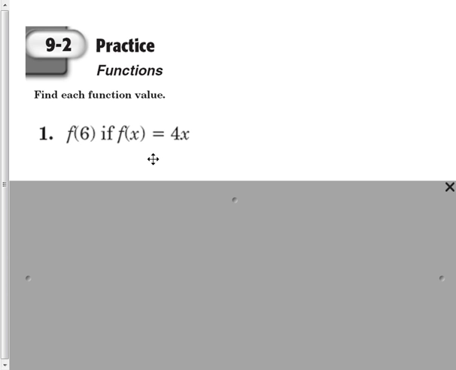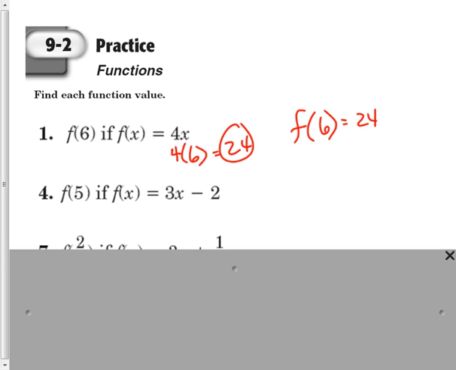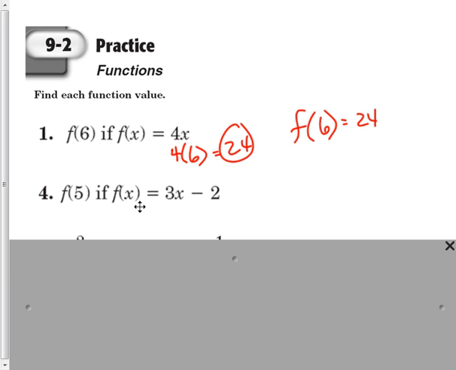Alright, 9-2, we were using functions. So f of 6 if f of x equals 4 times x. So you just plug in that value, 4 times 6, that equals 24. So f of 6 equals 24 would be your answer. Okay, same thing here. So we're going to say f of 5 equals 3 times 5 minus 2, which is 15 minus 2, which equals 13 for an answer.